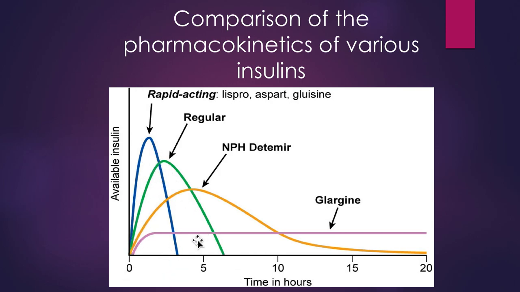Regular used to be what we had, right? So it peaks a little bit after that and lasts a little bit longer. NPH is that intermediate acting insulin here. And finally, Glargine, which has Lantus as the brand name. See here, it's got that steady state. It lasts 24 hours, and about over here somewhere is where you're going to give yourself another injection. We actually give that at bedtime, and that provides that nice steady state.